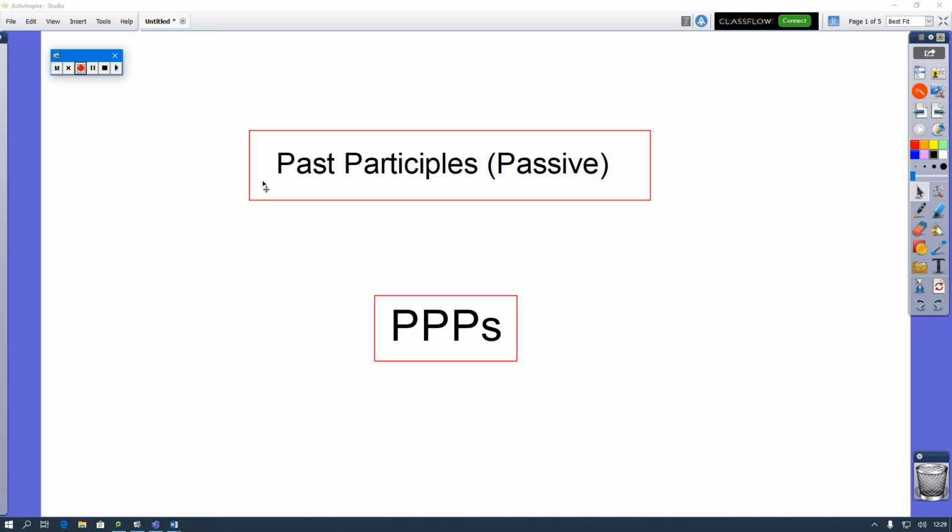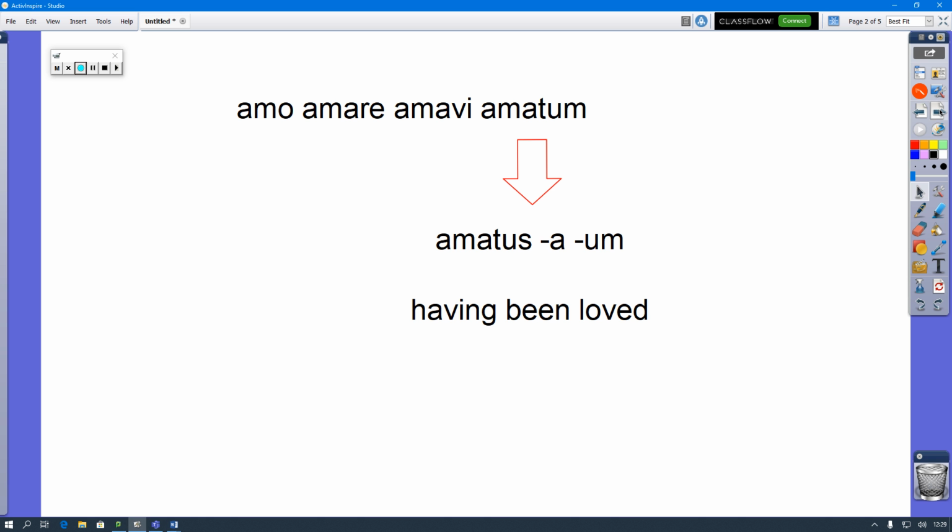In this video we're going to be looking at past participle passives, or as they're more commonly known, PPPs. A past participle passive is formed from the supine, so the fourth principal part of a verb, and it becomes like an adjective. So it takes an -us ending like bonus, the adjective, and we would always literally translate it as having been loved, even though when we come to translate them in sentences we very rarely actually use those particular words.